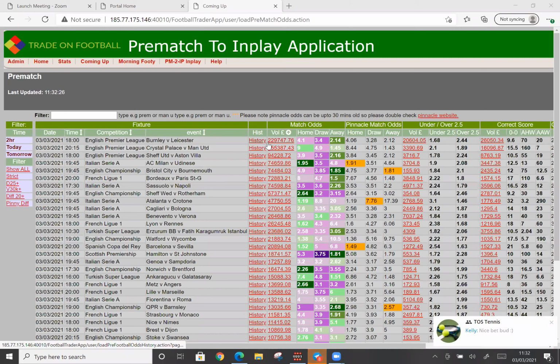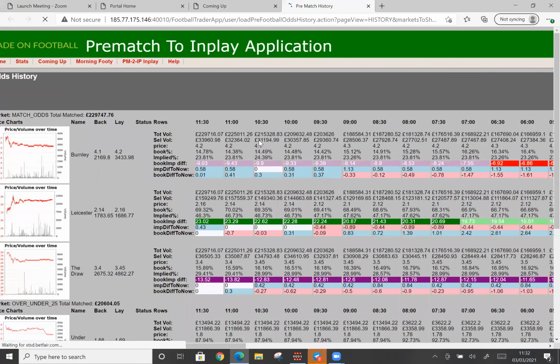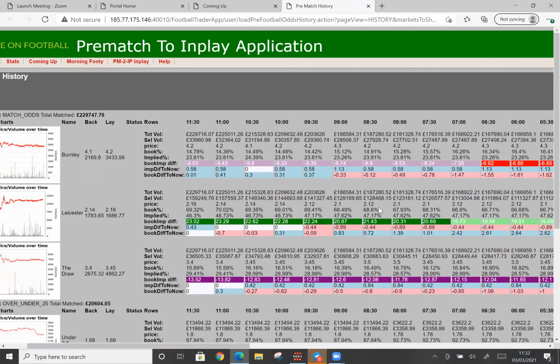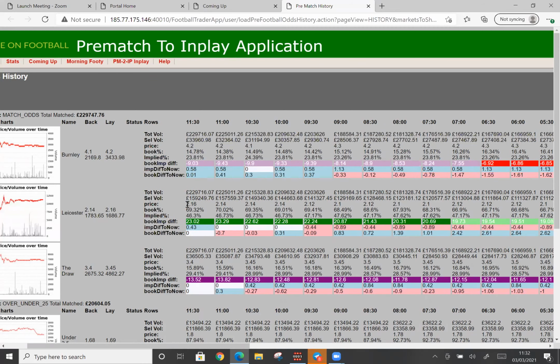So right, let's have a look at the history here of Burnley Leicester. And generally, we're looking at the favourite. So here we can see Leicester, there's been 229,000 traded on this match, of which 159,000 has been traded on Leicester. Leicester's price is 2.16. So they've taken 69% of the book. 159,000 has been traded of 229,000 on Leicester.